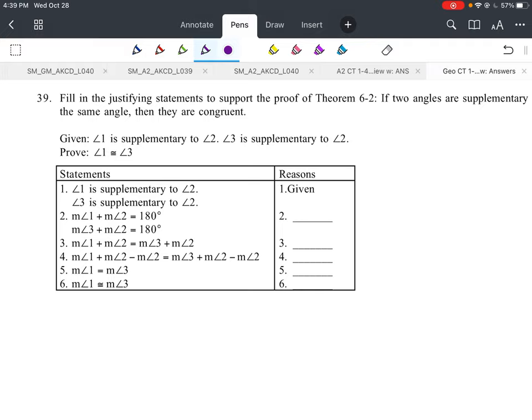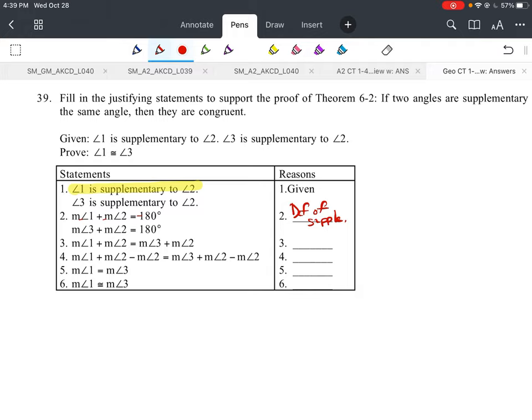So for what reason can we say number two, how do I know that one and two add up to 180? Because of this statement up here. One is supplementary to two, and therefore one plus two makes 180. That's the definition of supplementary. So the definition of supplementary is that they add up to 180. Okay, so just recognize that that's what property they're using.